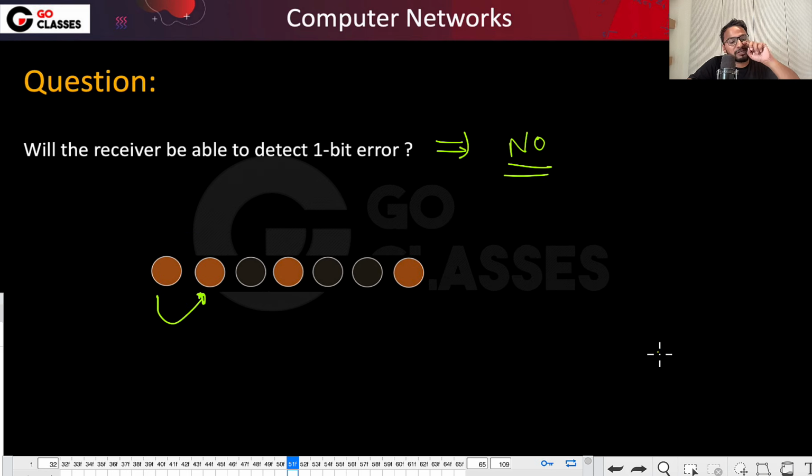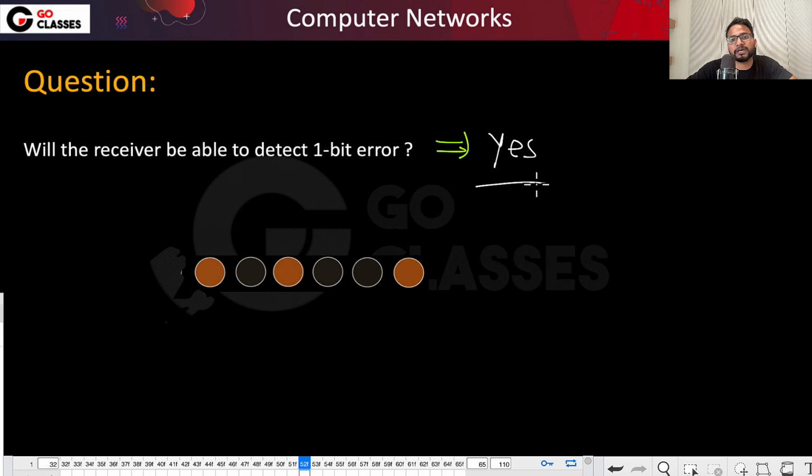So how would the receiver know whether there is an error or not? You're getting my point? If you are getting valid again, then the receiver will not be able to detect. So if I ask the same question, and suppose I remove this, I mean the code words are like this. If you flip 1 bit, you will not be getting valid, you will be getting invalid only. Then in this case the answer is yes, because after flipping 1 bit you are getting invalid. So the receiver will always be getting invalid after a 1-bit error, so yes, the receiver can detect.